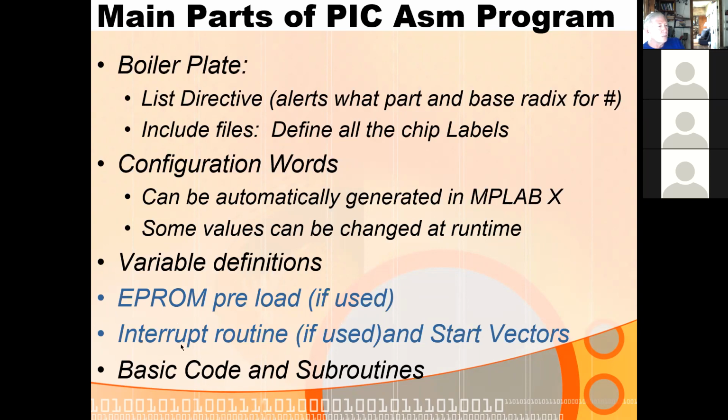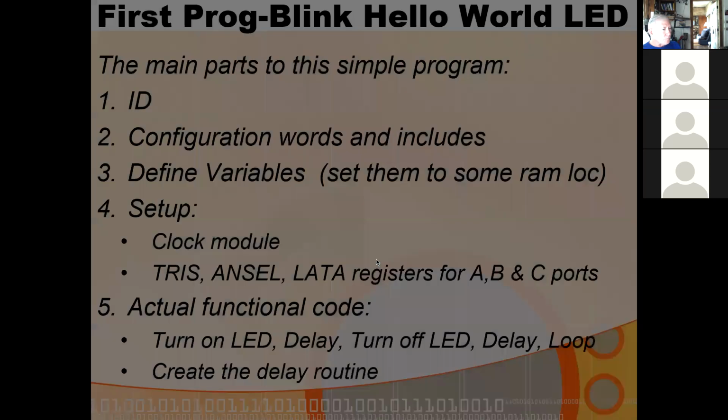And then finally, you set up your basic code and any subroutines. Now, in assembly language, we call other things that we call subroutines. We don't call them functions. In C, we call them functions. They're very, very similar, just slightly different in the way they're used and the way variables are passed and things like that.